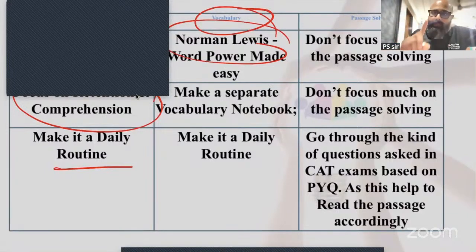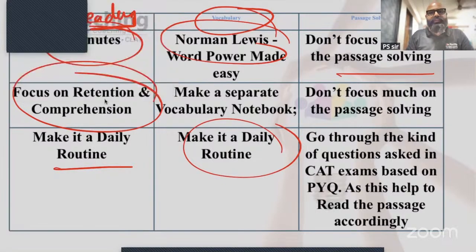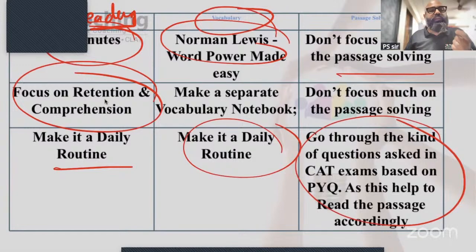And if I talk about passage solving, don't focus much on passage solving. I've just mentioned, even if you're solving 2 RCs, that should be more than sufficient. Rather, I think you should focus on the kind of questions asked in the CAT examination, because it will help you to read the passage accordingly. For the reading you are doing, if you know the questions, it will help you a lot to know what exactly you have to read.